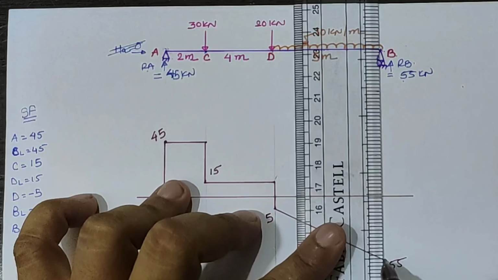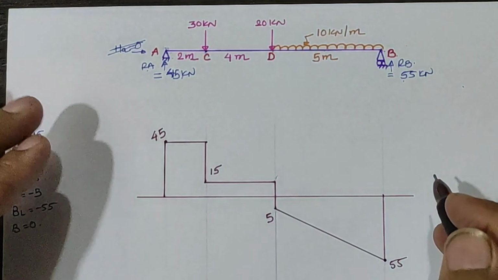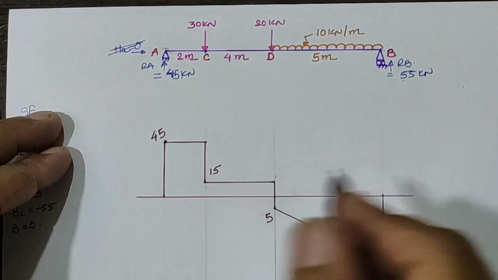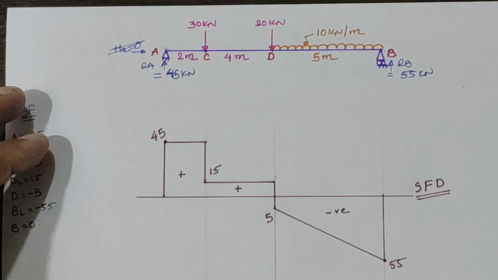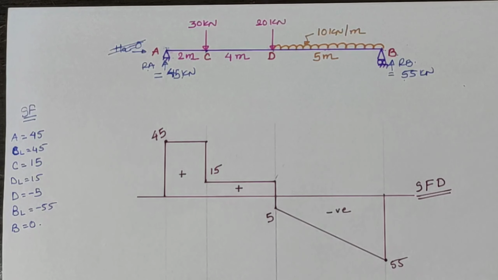B the value is 0, where the diagram above the section or reference line is positive while below is negative. So the figure indicates the diagram for shear force for the given beam. Now going ahead for the calculation of bending moment.